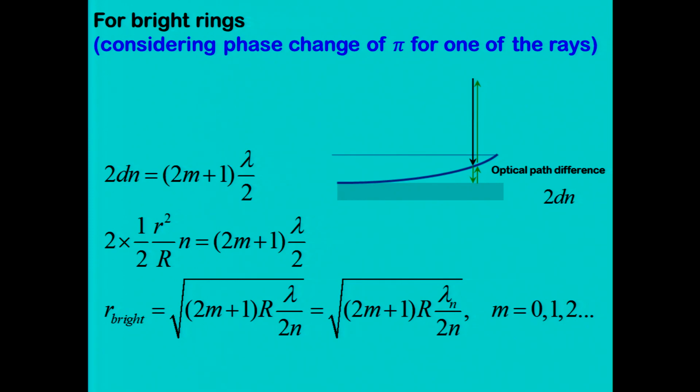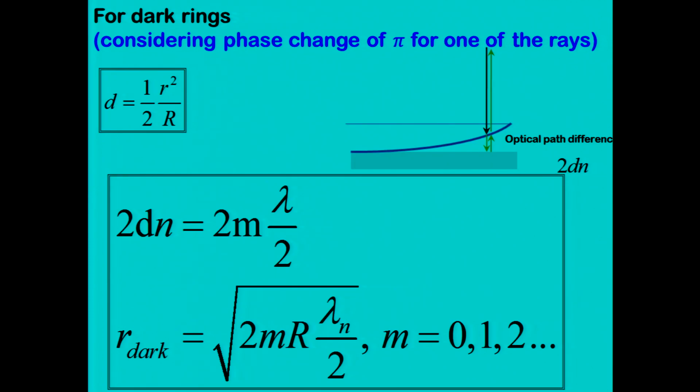The condition you see for bright rings without considering the external phase change would change now. One can of course use d equal to r squared by 2R, and from there find the radius of these bright rings, where m is an integer in this expression. Similarly, the dark rings condition is now changed, because you have considered this additional pi phase difference, and this would be an integer multiple of lambda by 2. Again, m is an integer here.